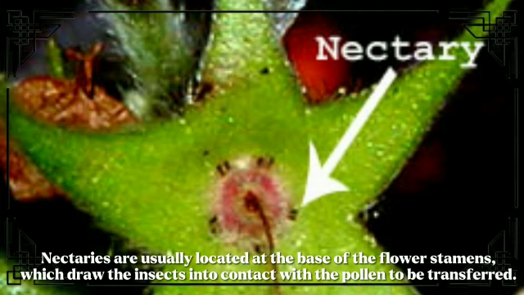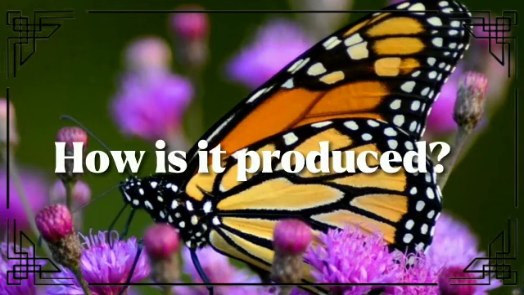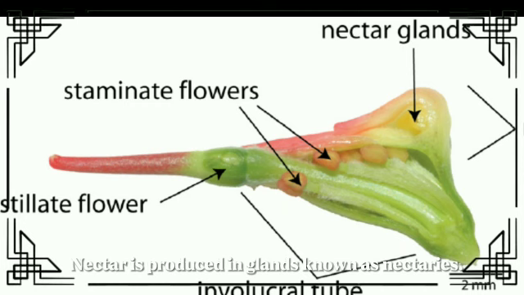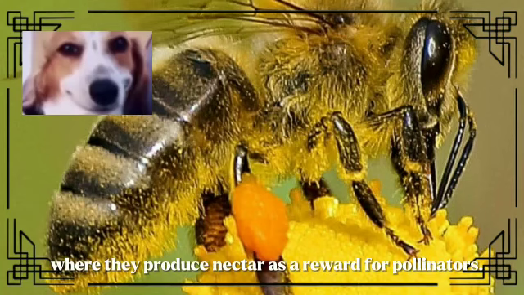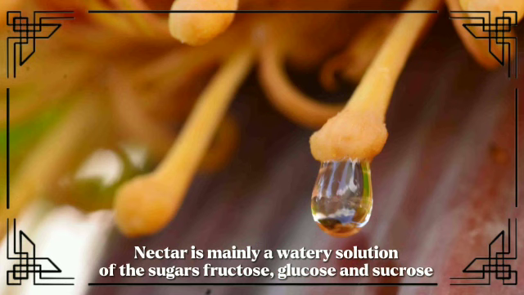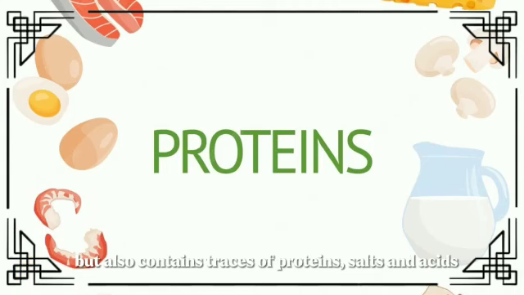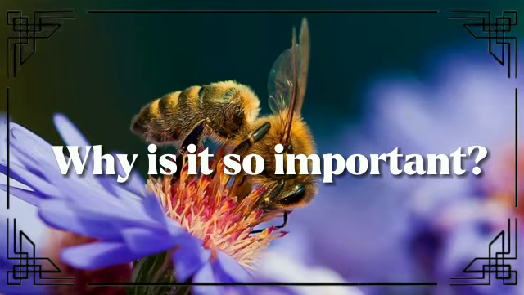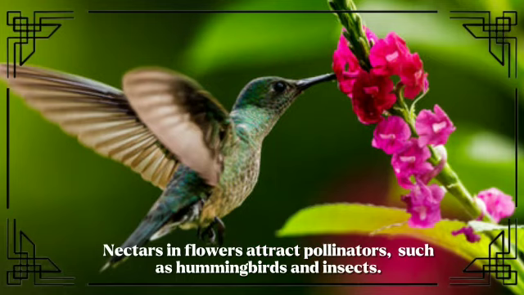Nectaries are usually located at the base of the flower stamens, which draw the insects into contact with the pollen to be transferred. Nectar is produced in glands known as nectaries. The glands are commonly found at the base of flowers, where they produce nectar as a reward for pollinators. Nectar is mainly a watery solution of the sugars fructose, glucose, and sucrose, but also contains traces of proteins, salts, and acids. Nectars in flowers attract pollinators such as hummingbirds and insects.